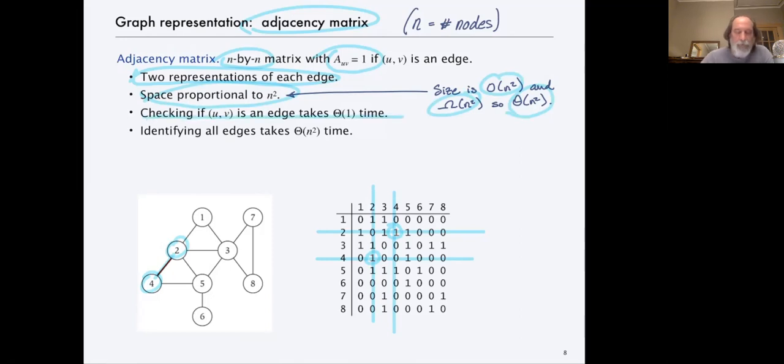Checking if a particular edge is in the graph is just one lookup in the array. So that's theta of 1 time, so that's fast. But enumerating edges, if we want to list all the edges, or if we want to do a search that involves visiting all the edges, that requires time theta of n squared, because we don't have a way to just look at edges. We have to look up all pairs of vertices to access all edges.